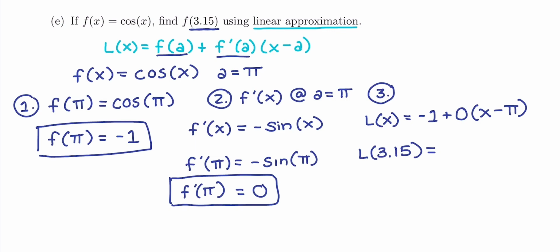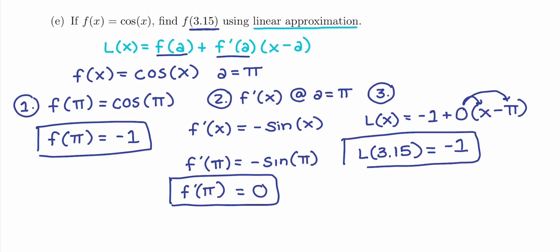And this is kind of nice because this 0 makes everything go away. It's approximately still going to be right around -1 at 3.15. You could grab your calculator, type in cosine of 3.15, and see why our answer comes out to be -1, because it is very close to just being -1. And we've proved it using this approximation formula.